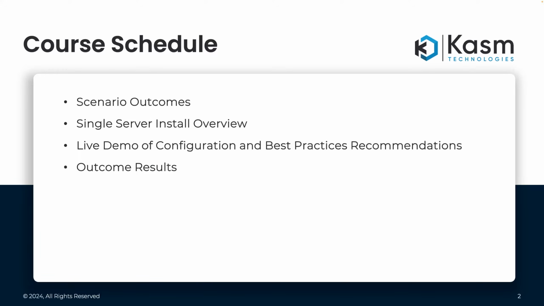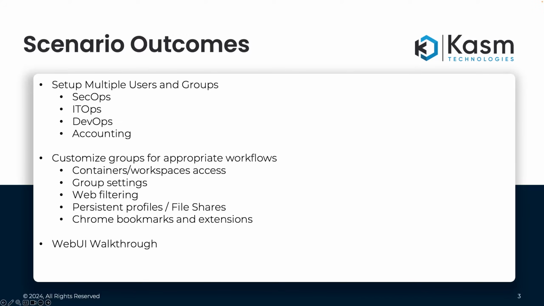In today's training, we will cover scenario outcomes, a single server install overview, a live demo of the configuration and best practice recommendations, and then we will see if we've achieved our outcome results. We will step through setting up multiple users and groups to simulate a Chasm implementation, simulating a few roles and group functions that are typically found in most companies today.